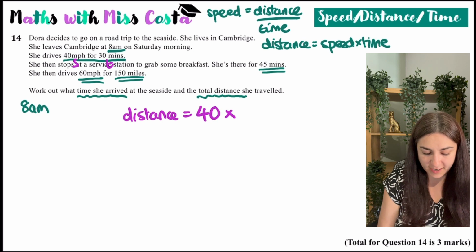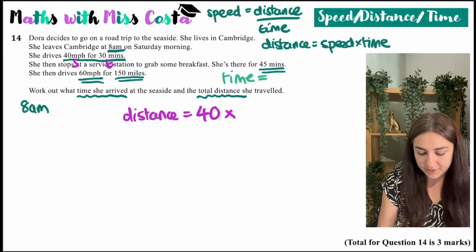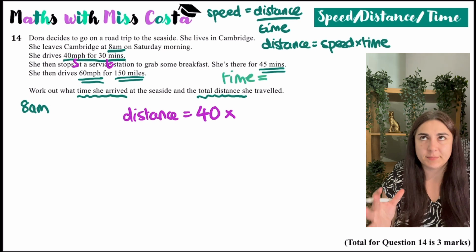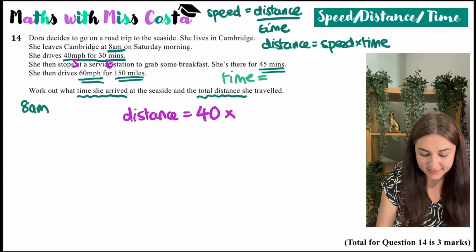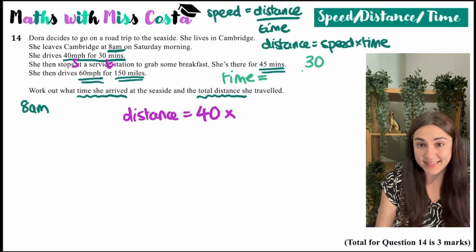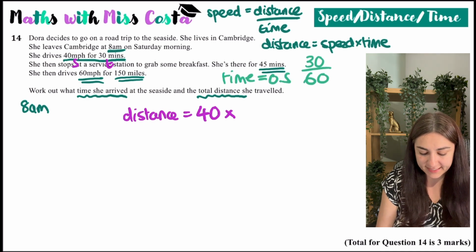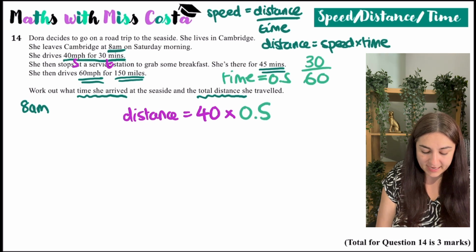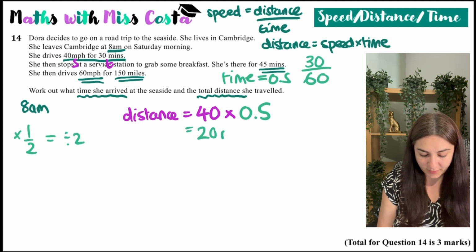So I do 40 times, and this is where so many people get caught out. Time also always needs to be written, unless the question is specifically meters per second or whatever, which it very rarely is, always in units of an hour. So 30 minutes, and how do you write it as a unit of an hour? Whatever the minutes are, you write it over 60. 30 divided by 60, and then you simplify. So 30 over 60 is 0.5. So to work out the distance, I'm going to do 40 times 0.5, and timesing by a half, remember, is the same as dividing by 2. So 40 times 0.5 is 20 miles.